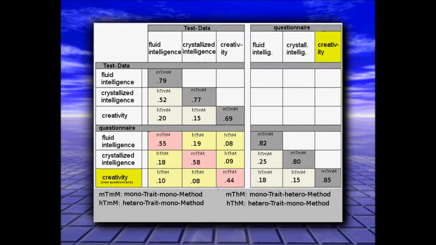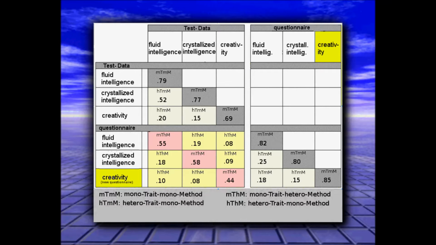The idea of the Multitrait Multimethod analysis is to simultaneously measure different traits, like, for example, creativity and fluid intelligence and maybe, for example, crystalline intelligence, and to measure those not only by one method like your questionnaire, but also by different methods, at least 2, but usually you choose to take more methods.